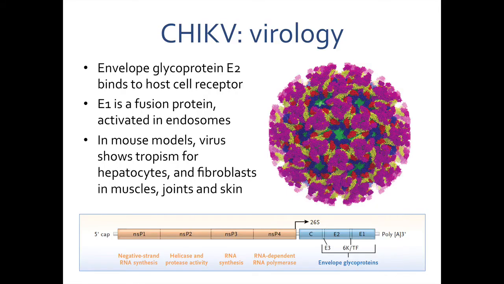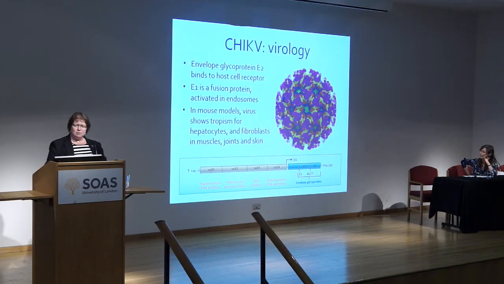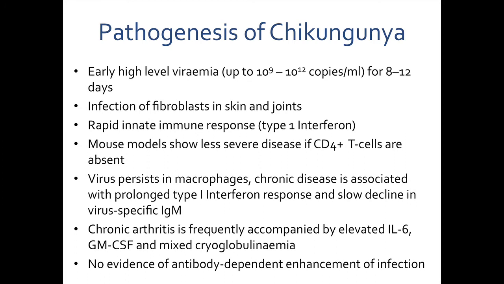It's interesting to see why this virus should have such a negative effect on the joints. And it seems to be that the key feature is that the virus has particular tropism for fibroblasts, and so it will home into muscles, joints, and also skin. It does have tropism for hepatocytes, but abnormal liver function is relatively rare in the condition, and it doesn't usually cause serious hepatitis. So the viremia, as mentioned, can be very high, and the level predicts complications.